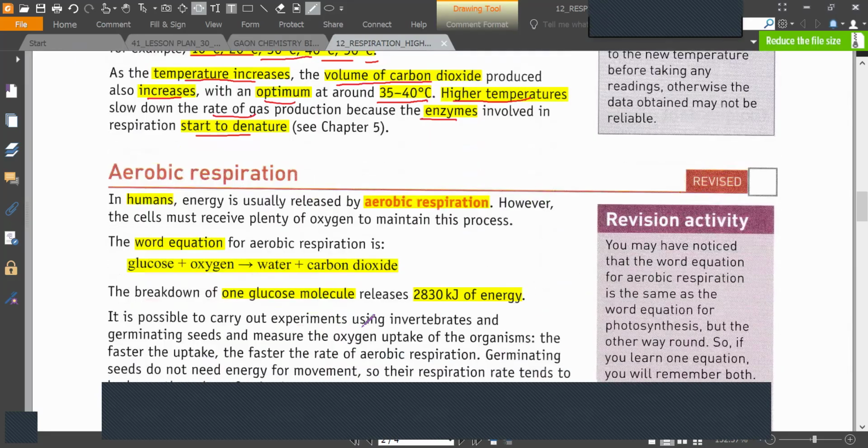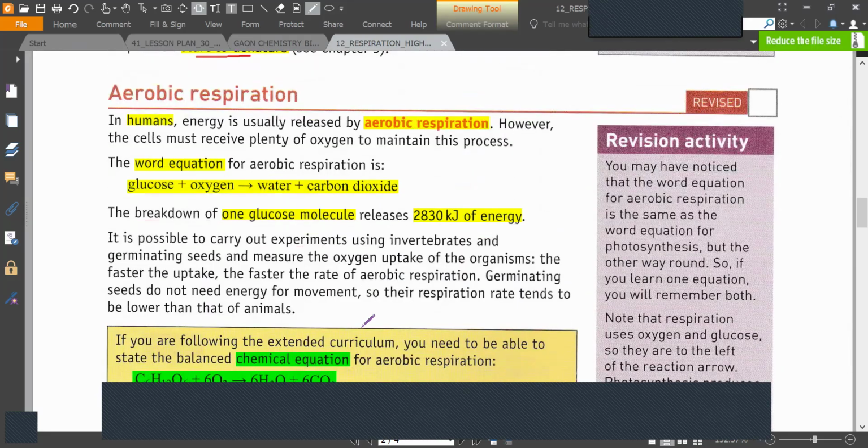Next, aerobic respiration, as we mentioned before. In humans, we use aerobic respiration most of the time.